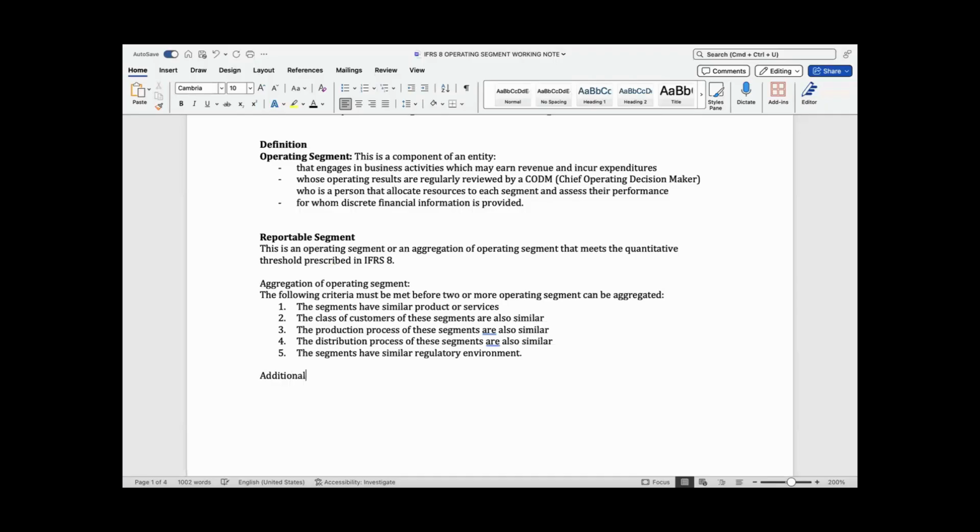Additionally, in addition to the above criteria, the operating segments must have similar economic characteristics before they can be aggregated.